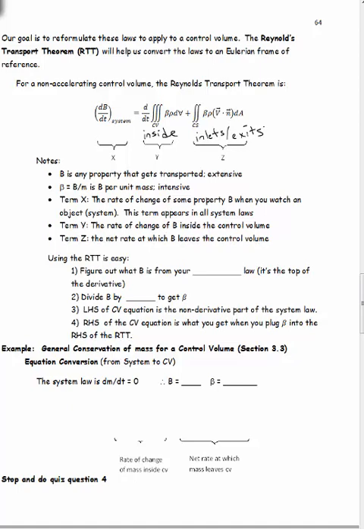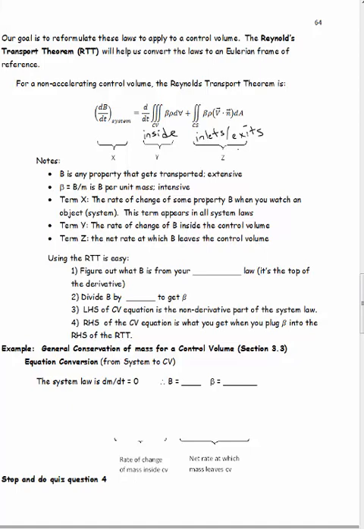Okay, so beta, all beta is your specific B. So you figure out what B is, and then you divide by m to get your beta. Okay, and again, x is the rate of change of this property B, and we're going to decide what that property is here in a second. And then the rate of change of B inside. So basically, if more mass comes in than leaves, you're going to get an increase of mass inside. So you would have an increase of mass, and that would be contained in this first term, y. What's coming in and out is contained in that term, z. Okay?